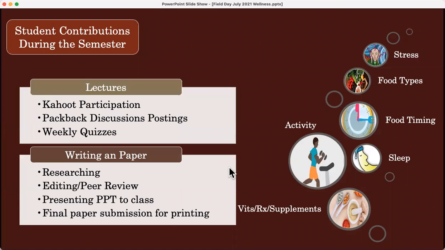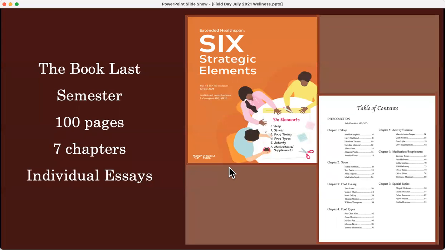During lectures, students participate in interactive classes where they use a forum called Kahoot to answer questions and stay engaged. Packback is also an online posting forum. There are weekly quizzes to reinforce the information presented during class, and then writing a paper for their book. So this is the book from last semester. It was 100 pages, 7 chapters, each of individual essays.